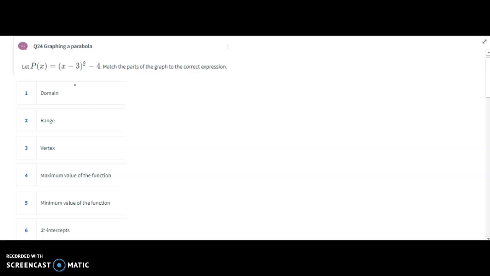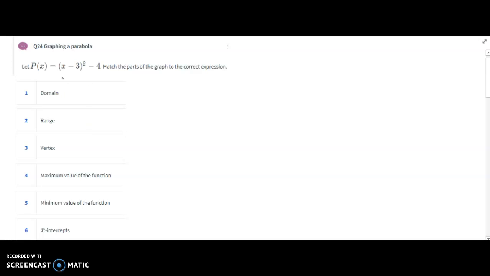Hi, I would like to work question 24 from section 14. There were a few errors on this and I just want to make sure everyone's on the same page. So it is to let p of x equal (x minus 3) quantity squared minus 4. And this was a matching problem where you had to match different parts of the graph to different components that are requested.